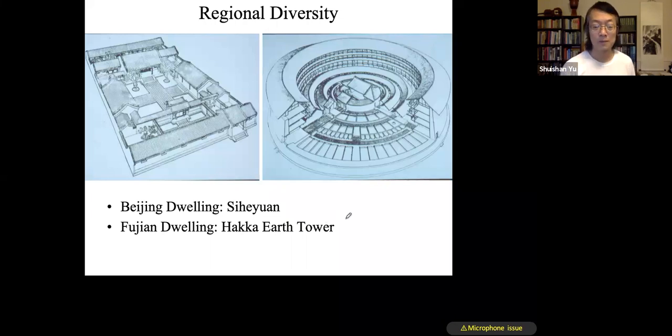For example, what we might consider as classical Chinese architecture is more closely tied to architecture like this. This is a courtyard house in Beijing, and it is the prototype of temples, palaces, and shrines, etc., in traditional Chinese architecture. So that belongs to the classics. However, it is primarily based on northern China proper.